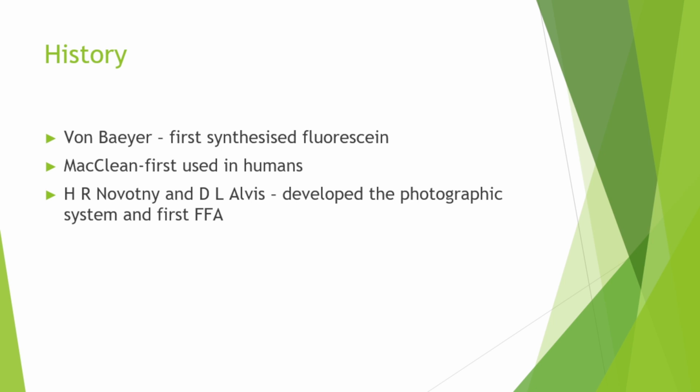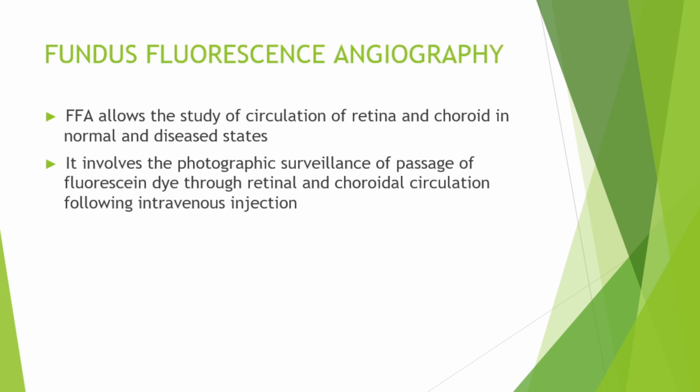Coming to the history of FFA, Von Baer is a person who first synthesized the molecule of fluorescein. MacLean first used this in humans, and H.R. Novotny and D.L. Elvis are the people who developed the first FFA. FFA involves the photographic surveillance of the passage of the fluorescent dye through retinal and choroidal circulation following intravenous injections. So it helps us in studying the retinal and choroidal pathologies.